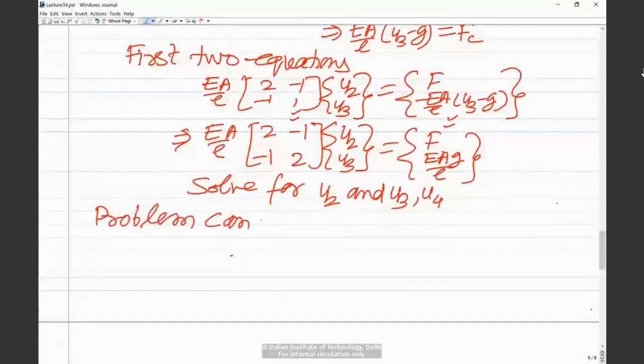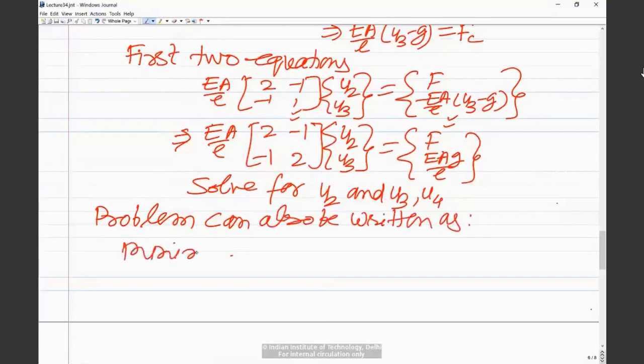So the problem can also be written as, and I'm directly writing, although you can go through it element wise also, minimize I, which is the total potential energy functional. After imposing the boundary condition, we write the total potential energy functional, which is the strain energy plus the load potential of the forces. So you can write this as U2, U3, U4, so that is U transpose.